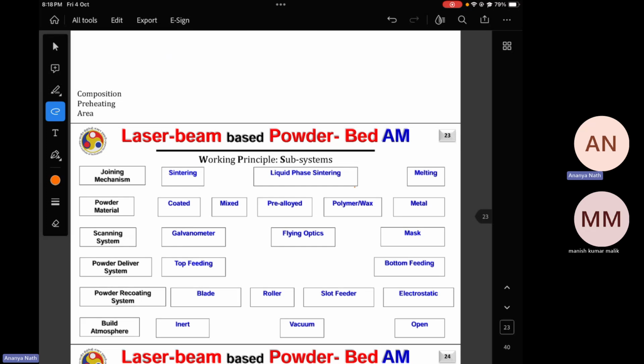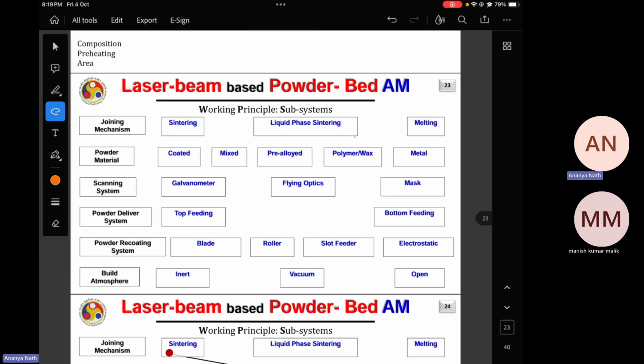We also level the build platform, and level the recoater blade with the help of the build platform. So basically, we level the build platform and recoater blade together so that they can have a flat surface between each other and can maintain 30 micron for each layer.